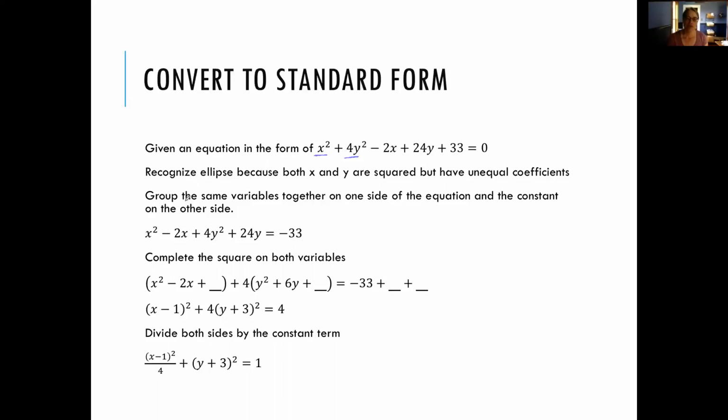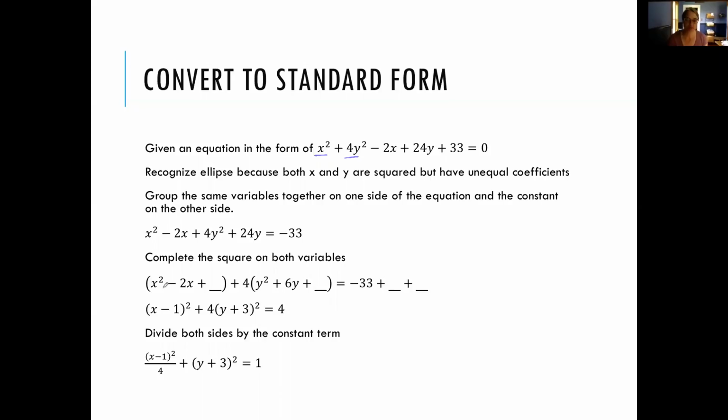So in order to convert this, what we're going to do is group the squared variables together, just like we did if we had a circle. So we're going to group my x's, any term that contains an x raised to any power, and any term that contains a y raised to any power on one side of the equation, and my constant on the other side of the equation. Now we're going to complete the square.